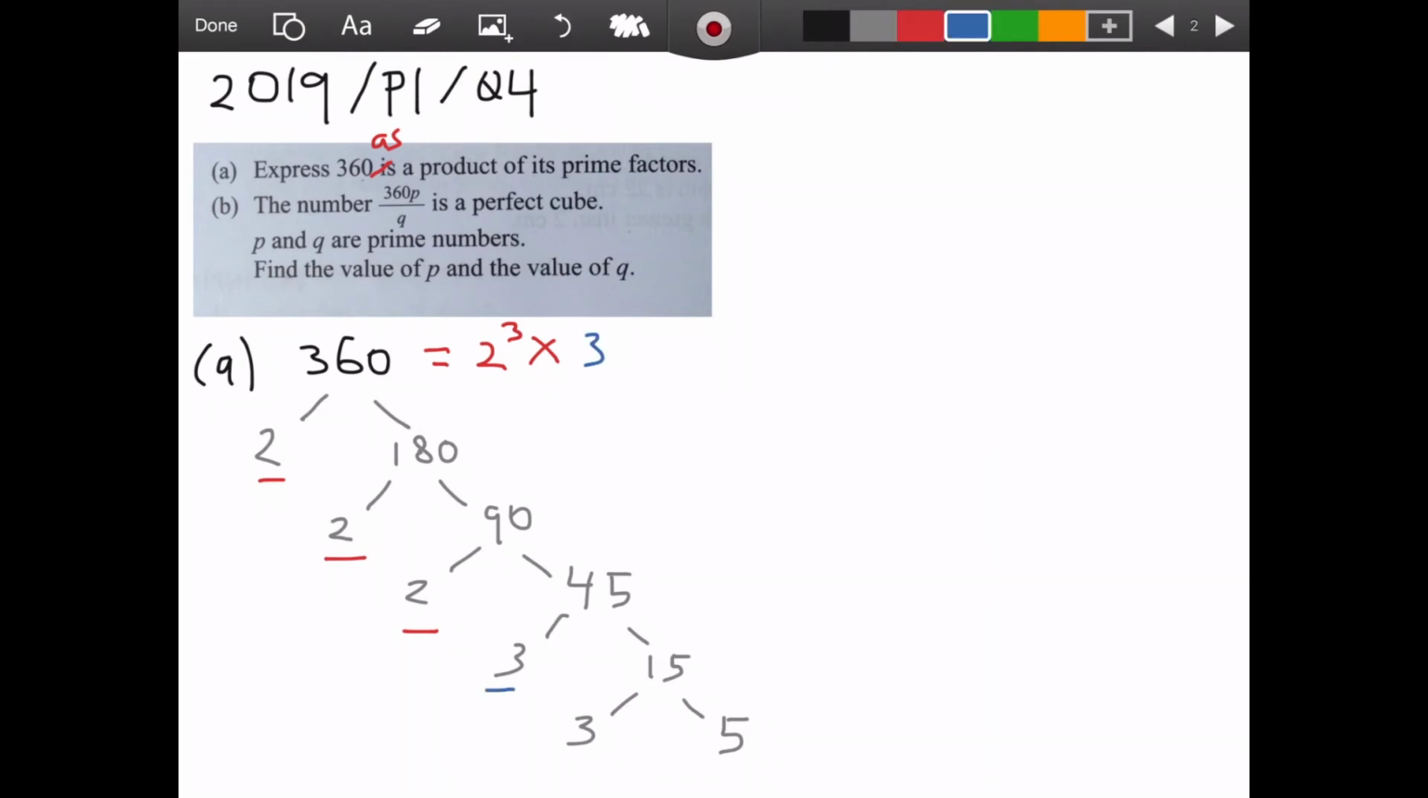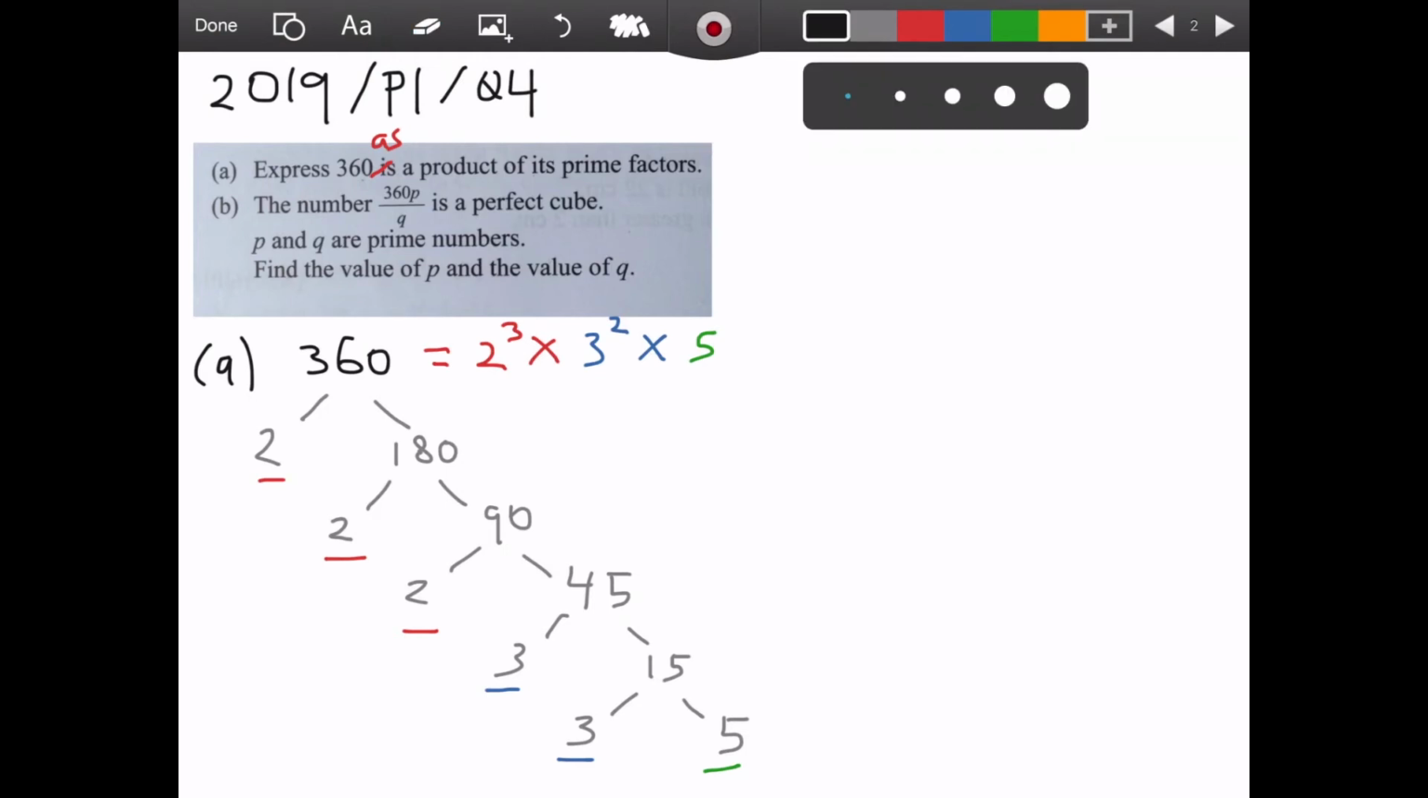Three, and there are two threes over here, so that's why it is a power of 2, and we multiply by the last one, which is 5, right? And 5 is with power of 1, okay? But we usually don't write the power if it is just 1, so we just represent it like that. All right? Okay, so the next part is part B.